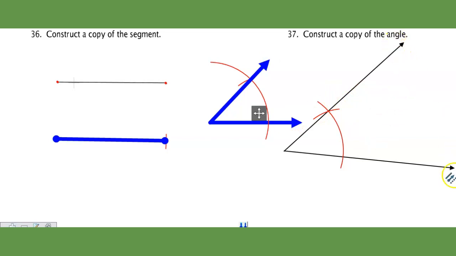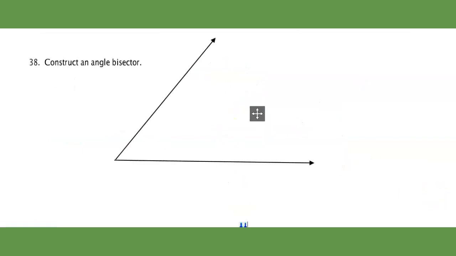You can see this is much bigger, but the angle is what I'm copying. So you can see this angle and this angle are the same, even though these rays appear to be longer than these ones. That's perfectly fine. And lastly, let's do an angle bisector.